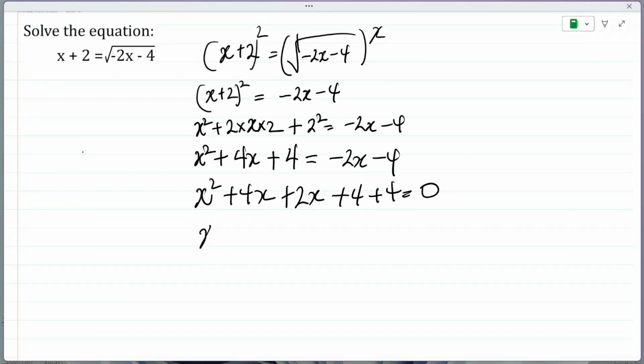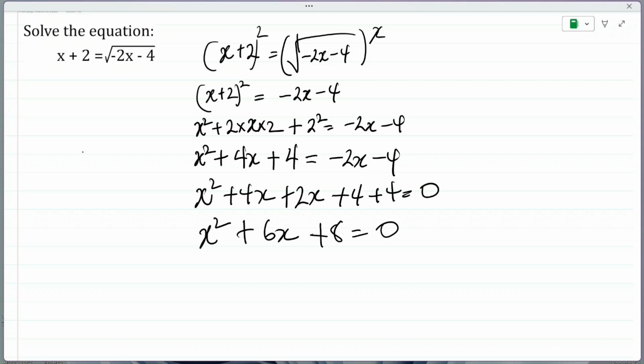Now you have x squared, you add the like terms. The fact that you have x here and x here doesn't mean that they are like terms. This x is squared, it's carrying the power of 2, while this is carrying the power of 1, so they are not like terms, though they both have x's in them. But 4x plus 2x are like terms, so 4x plus 2x is plus 6x. Then you have plus 4 plus 4. 4 plus 4 is 8, plus 8 equals 0.